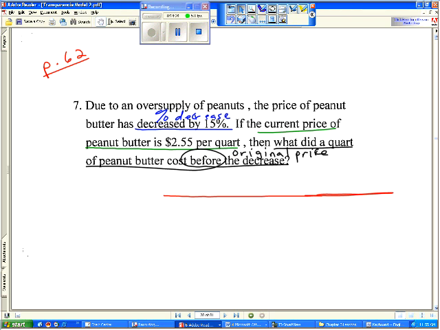So we've got percent decrease. We have original price, and then this current price is the new price. So we're going to use rule 1, rule 2, or rule 3 from page 62. Rule 2. So let's tell me what 3. Rule 3. So what goes on the line?